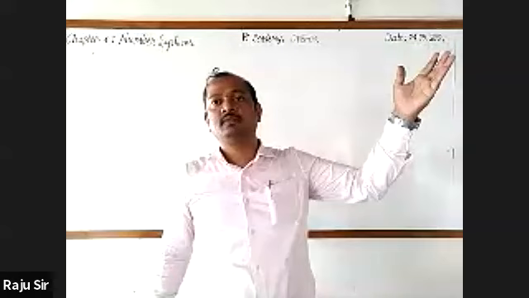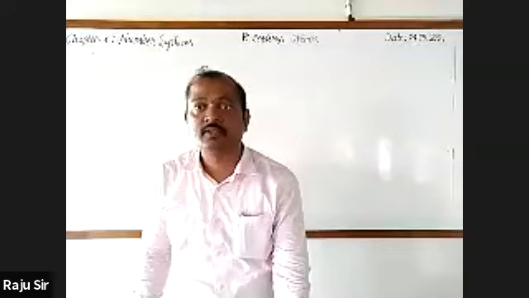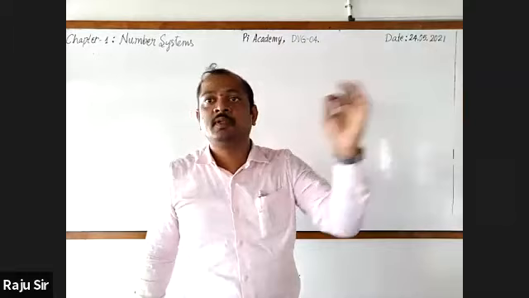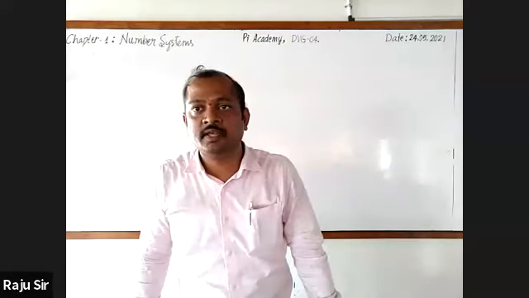Which is the least even number? 2. Greatest even number? It is uncountable, so you can take it as infinity. And the smallest odd number is 1. And the greatest odd number? Here also it is infinity. Clear?